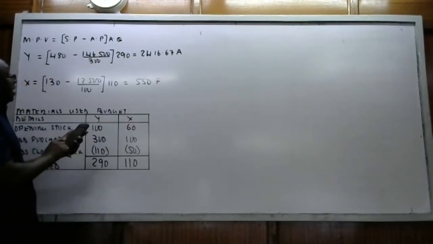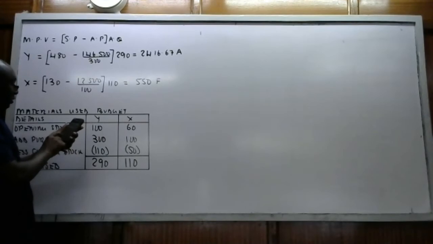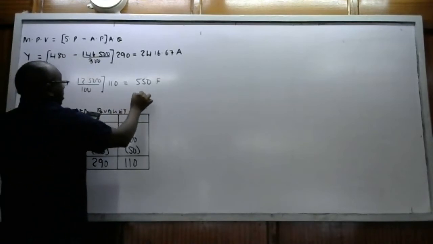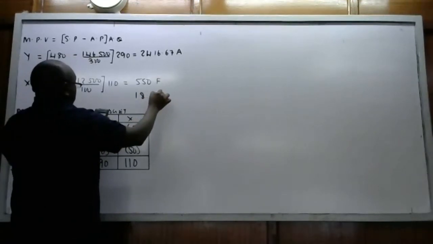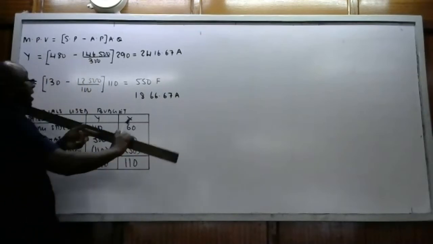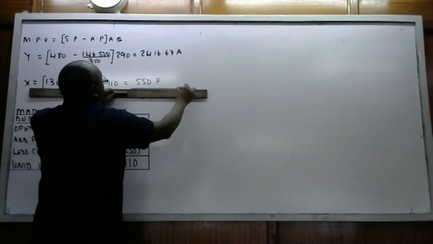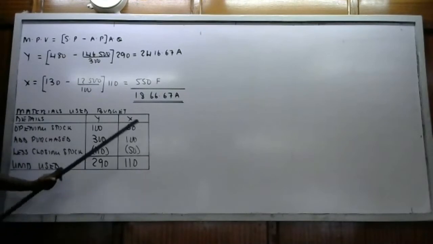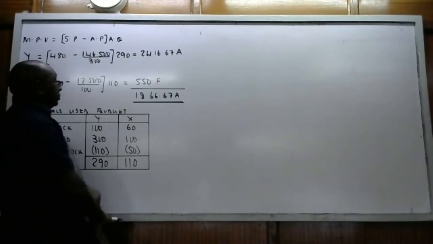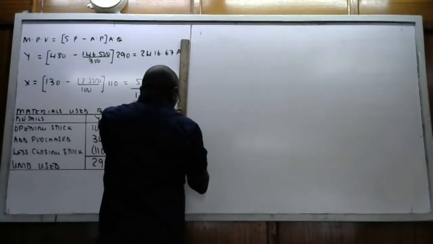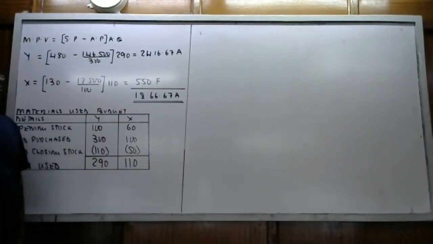And you can add the two of them: 2,416.67 minus 550 will be 1,866.67, which is adverse, if you combine them, which you should. So that is the material price variance here.